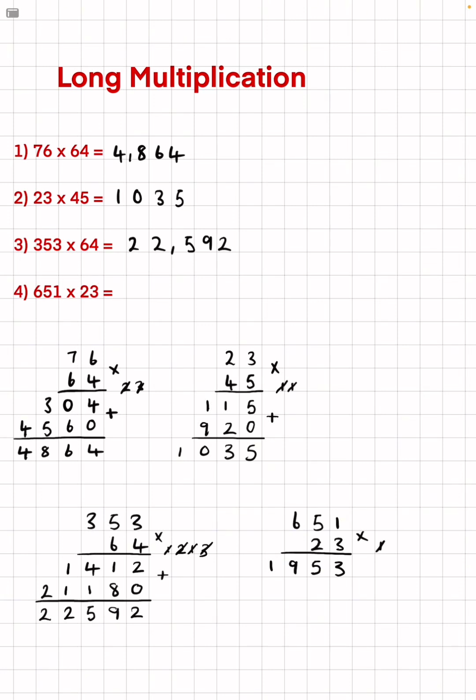Instead of doing 20 multiplied by 1, we're going to put the 0 here and do 2 times 1, which is 2. 2 times 5, which is 10. Put the 0 here and carry the 1. 2 times 6 is 12. Add 1 is 13.